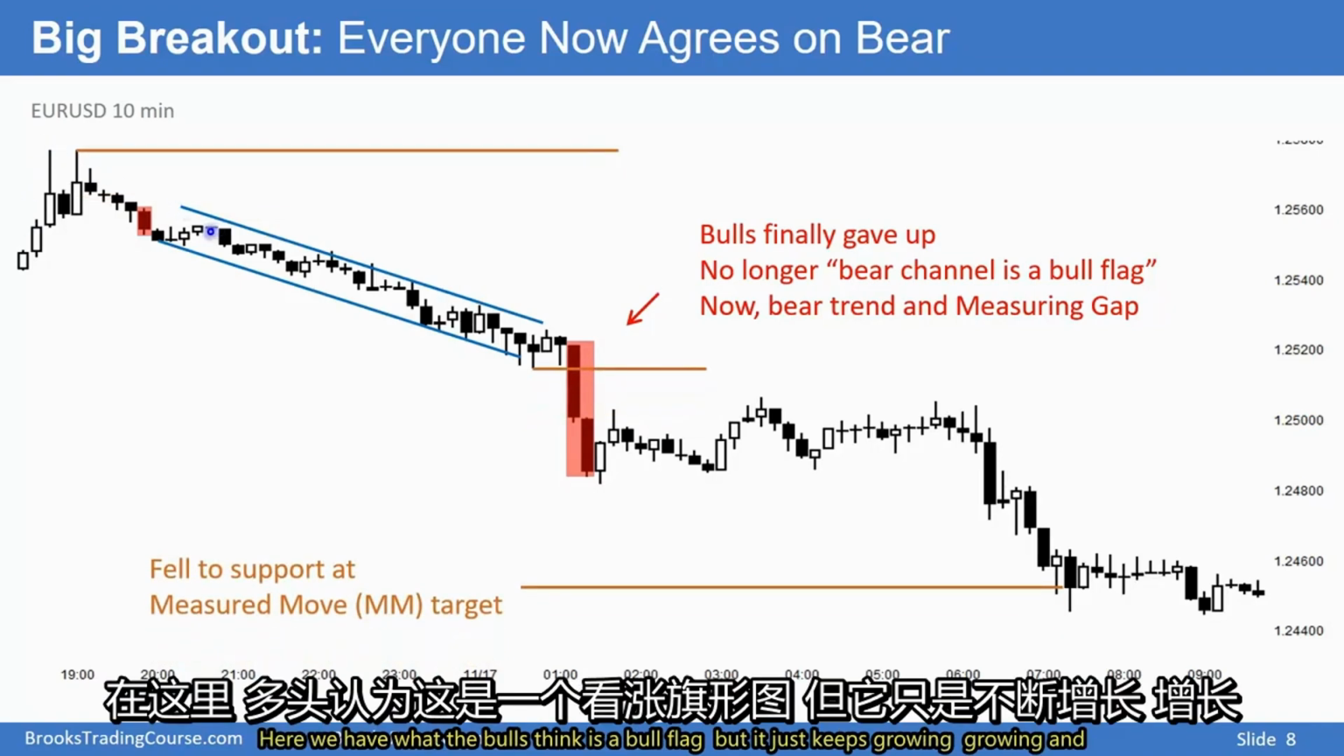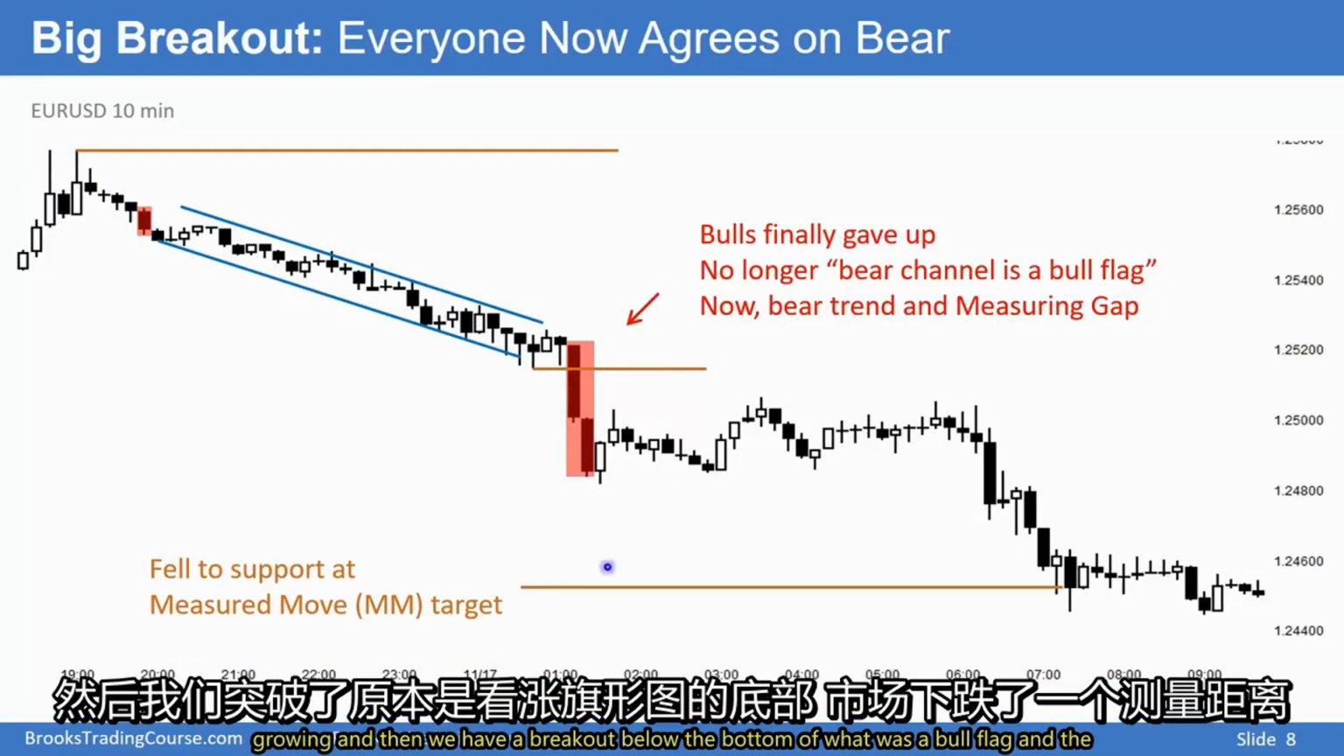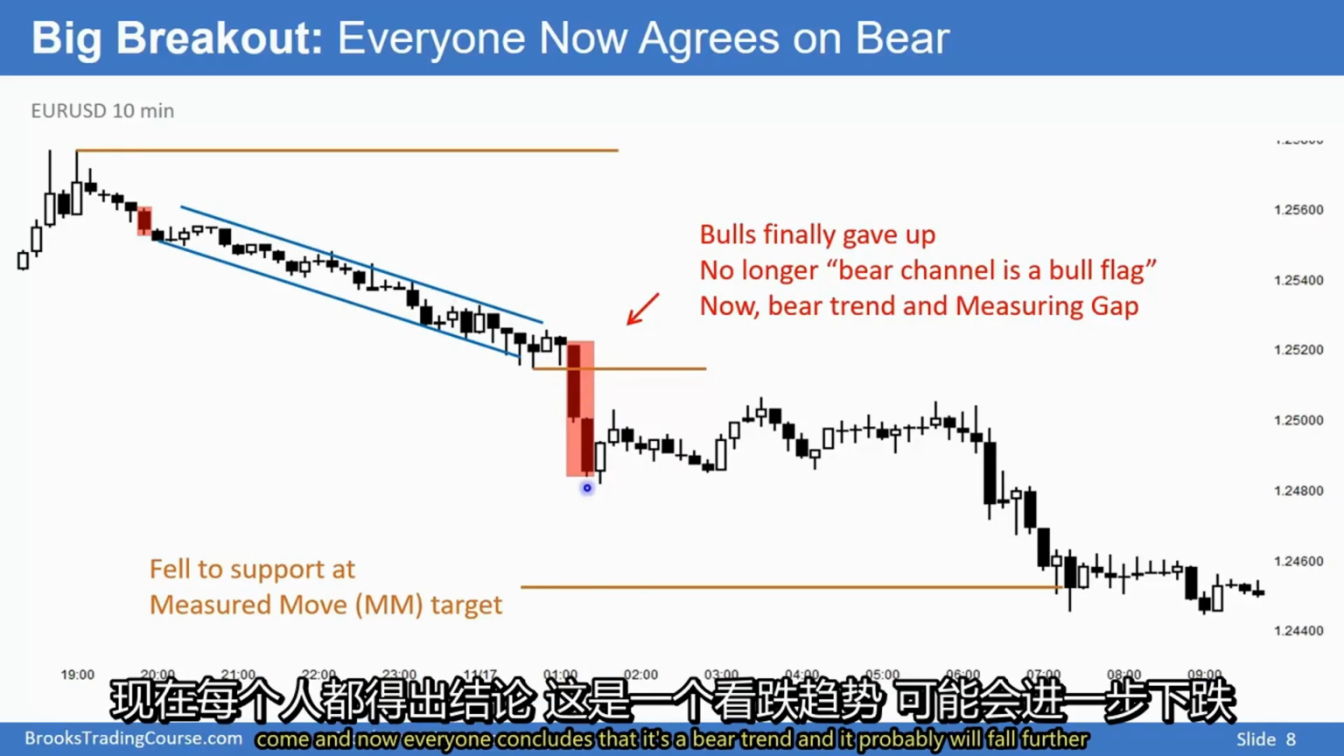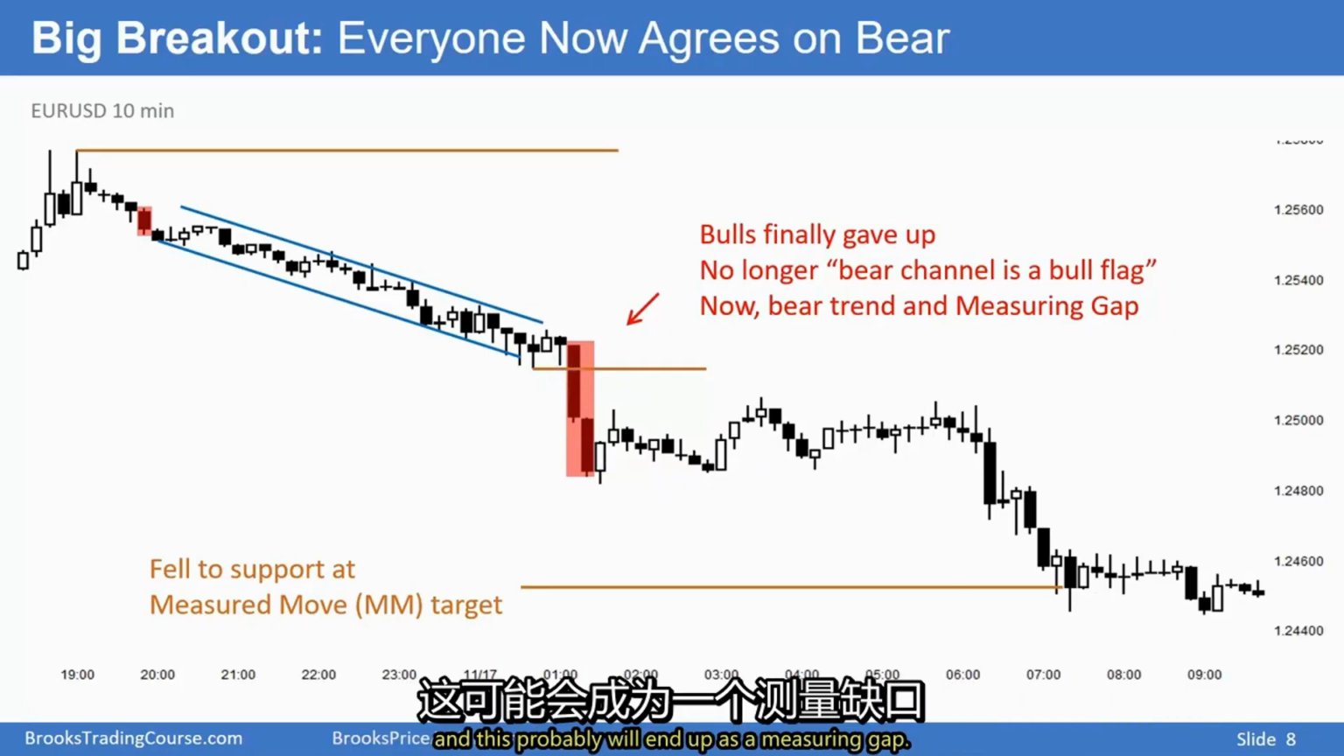Here we have what the bulls think is a bull flag, but it just keeps growing, growing, and growing, and then we have a breakout below the bottom of what was a bull flag, and the market fell for about a measured move down. So it's no longer a bull flag once these two bars come, and now everyone concludes that it's a bear trend, and it probably will fall further, and this probably will end up as a measuring gap.